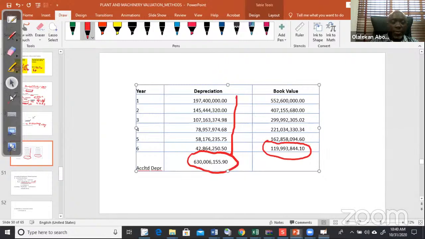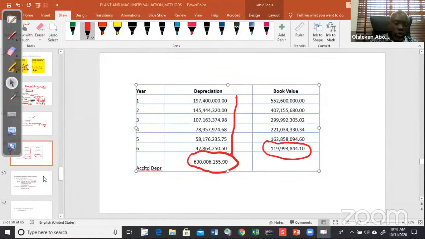Calculate the rate on this, that will give you depreciation for year 2. You remove depreciation for year 2 from the book value of year 1, you get the book value for year 2. Calculate the rate on the book value of year 2, you get depreciation for year 3. If you remove depreciation of year 3 from the book value of year 2, you get the book value of year 3. Like that, until you get to the end. So that is how to use the depreciation, the book value formula, to determine accumulated depreciation and to determine book value.